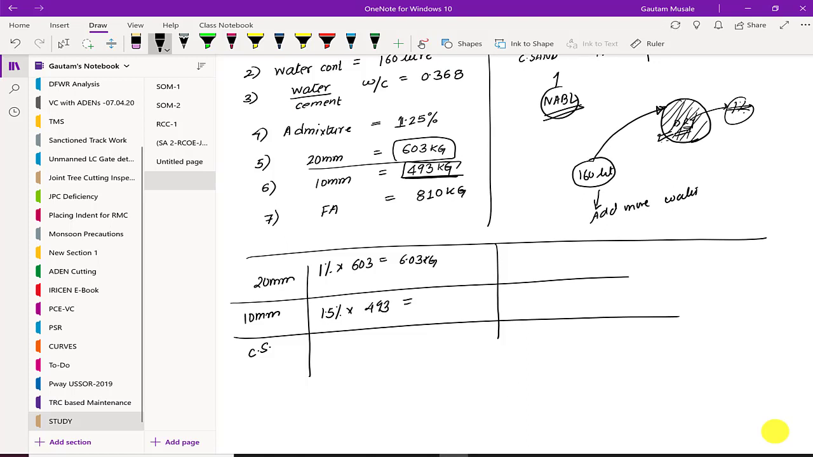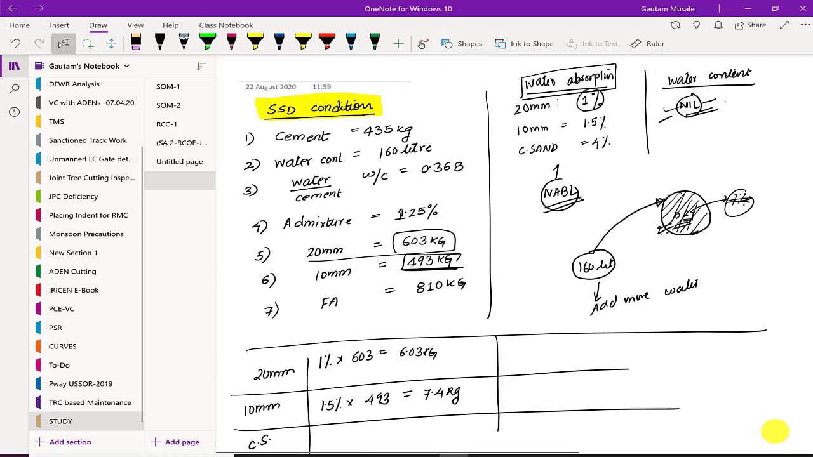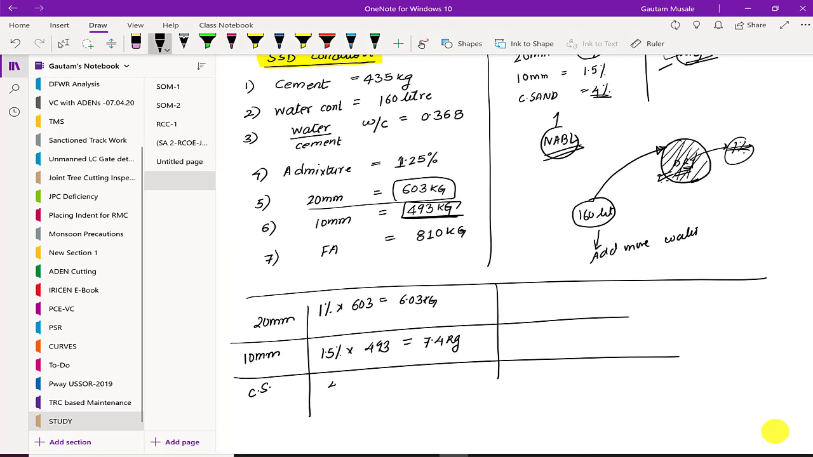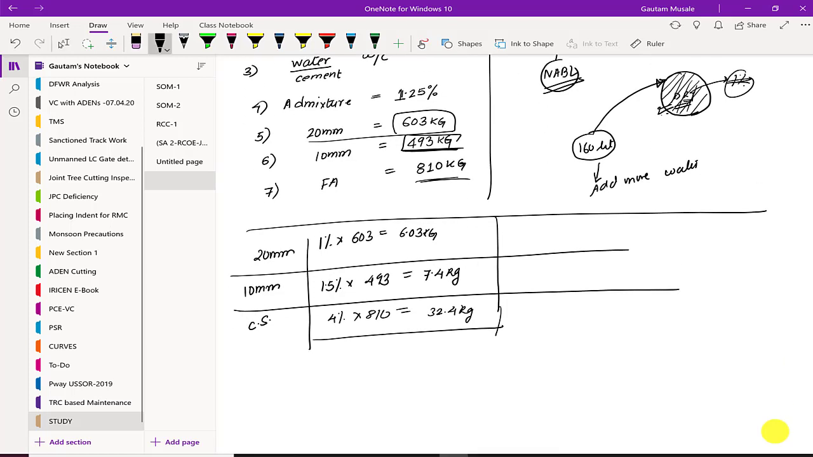That turns out to be approximately 7.4 kgs. What about crushed sand? The water absorption of crushed sand is 4%. So 4% of what? 4% of 810. And that turns out to be 32.4 kgs. That means if I add these 6 kgs, 7 kgs and 32 kgs, that comes out to be 46 kgs.